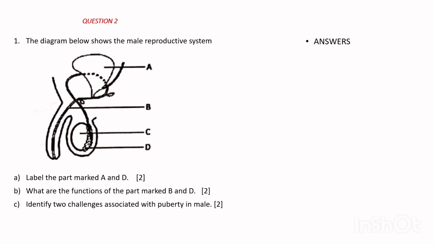Question 2. The diagram below shows the male reproductive system. Question A. Label the part marked A and D. Though I have not explained this in the first unit, they are very much simple. Part A, we can just simply say it is the bladder, and part D, we are simply saying it is the epididymis. We move to question B. What are the functions of the part marked B and D?